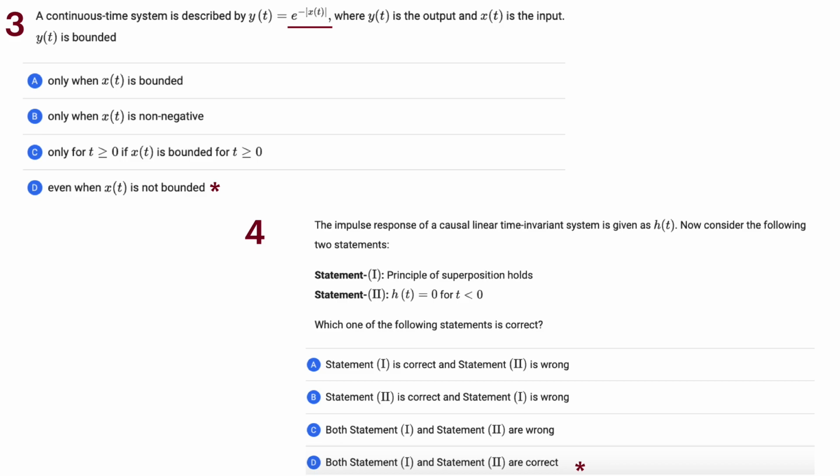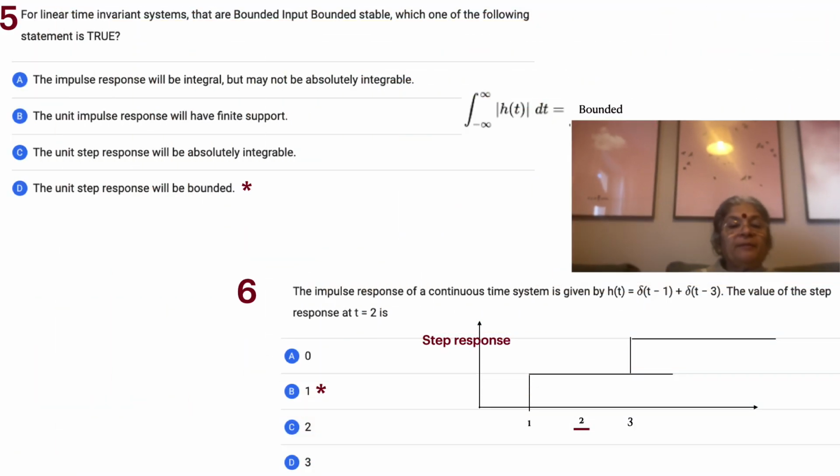Now consider the following two statements. Statement 1, the principle of superposition holds, which you just mentioned right away. And statement 2, h(t) is equal to 0 for t less than 0. That's a causal system. So both statements are true. Which of the following statements is correct? From amongst the four options: 1 is correct and 2 is wrong, 2 is correct and 1 is wrong, 1 and 2 are wrong, 1 and 2 are right. So without doubt, we pick the fourth option.